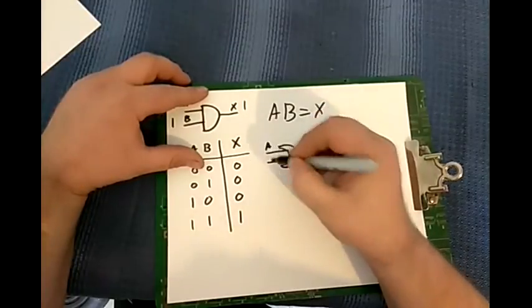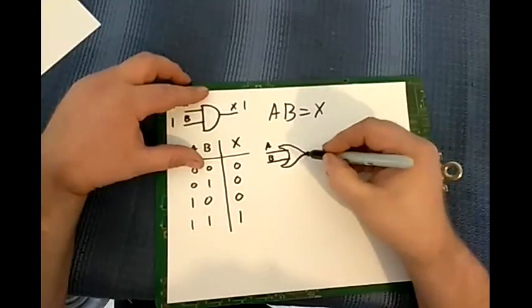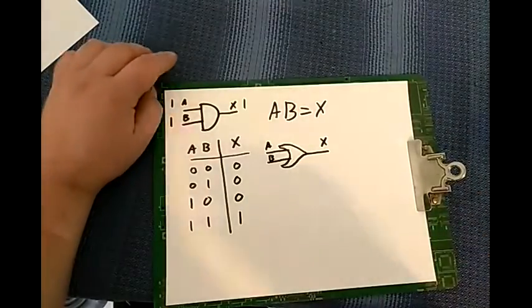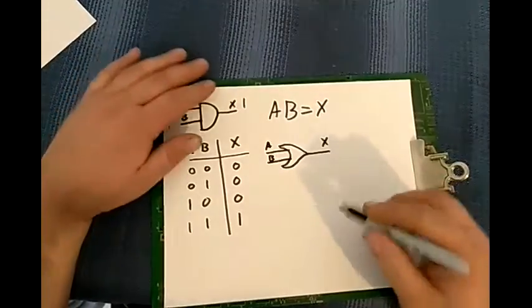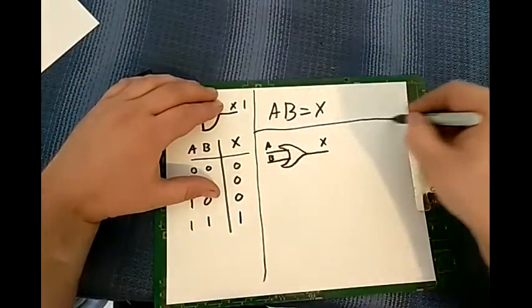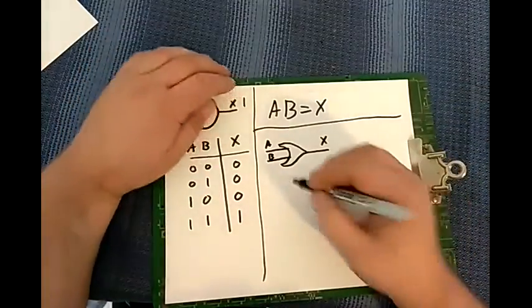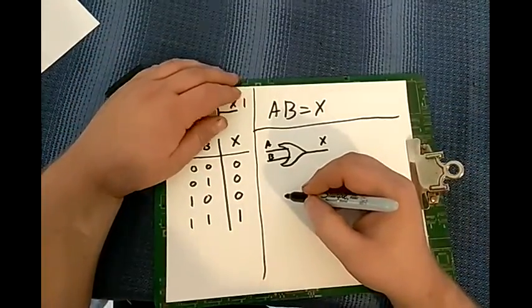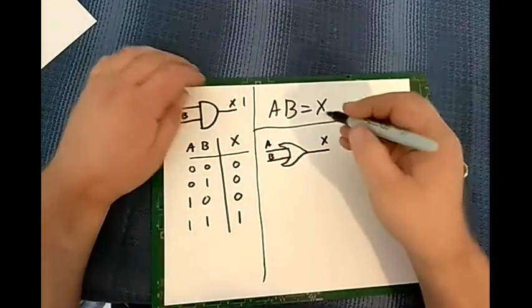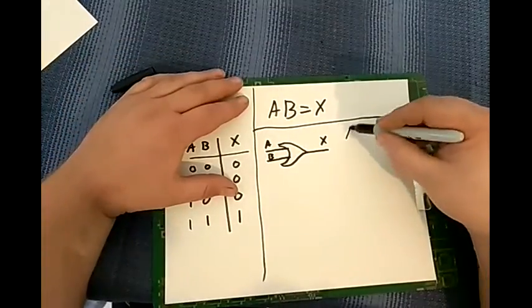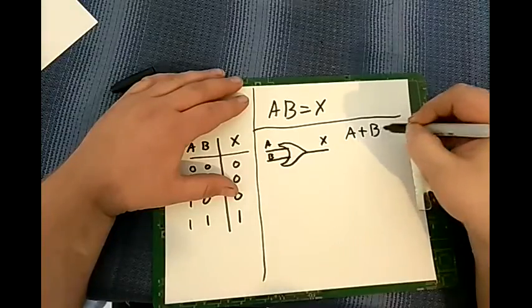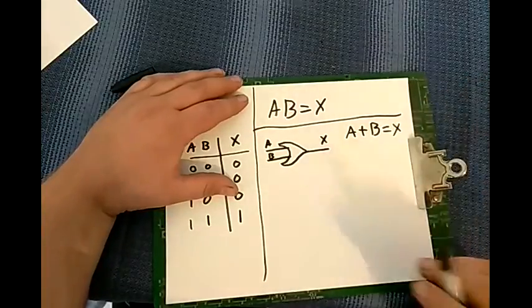So you have A, and you have B. Your output is an X. Okay. Now, the truth table for this would be, let's separate this. Actually, this would be for an AND gate. Let's say for this, it'd be A plus B equals X, okay?